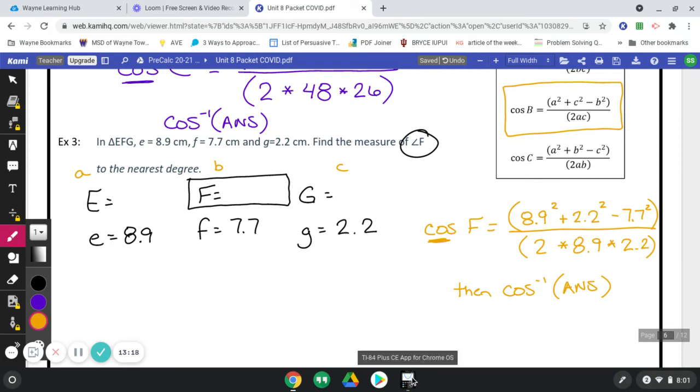Try typing that into your calculator, and make sure you can get an answer of 51 degrees. If you do not get 51, pause the video, type it in again, make sure you can get 51 degrees. If you're still having any issues, let me know next time you see me and we'll go through your calculator together.